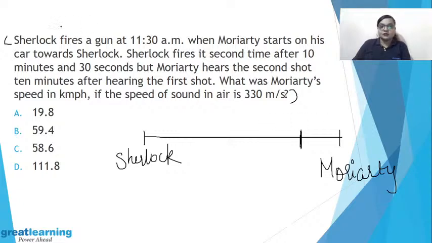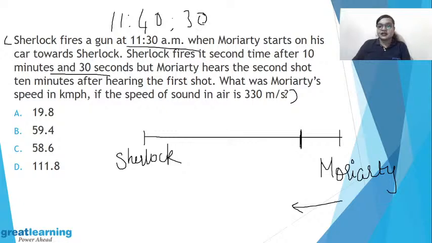Okay. Now, Sherlock fires a gun at 11:30 a.m. when Moriarty starts in his car towards Sherlock. So Sherlock is here and Moriarty is the one who's moving towards Sherlock. There is no information that Sherlock is moving, so I'm just assuming that he's not moving. Sherlock fires a second time after 10 minutes and 30 seconds, that is exactly at 11:40 and 30 seconds.